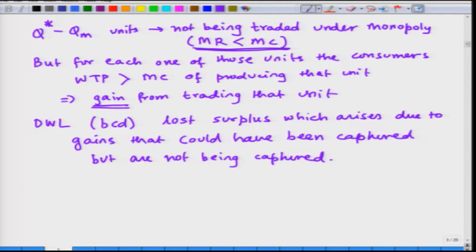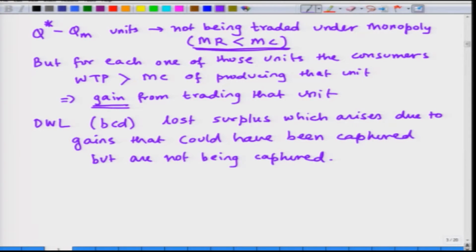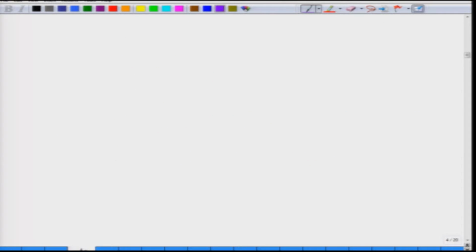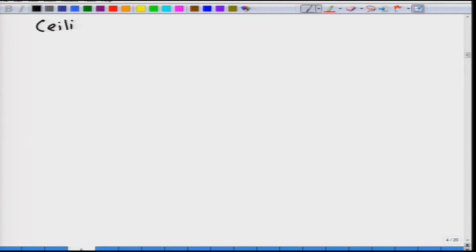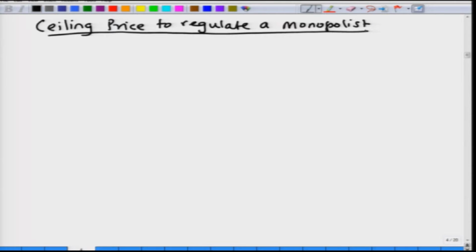So, now given that the monopolist is generating a total surplus which is less than the total surplus that would generate under a perfectly competitive market, is there a room for some regulator to intervene and improve on the outcome? So, let us see how we can regulate the monopolist and improve on the total surplus that is being generated. Okay. And the regulation that we will talk about is a ceiling price. So, we will look at a ceiling price to regulate a monopolist.